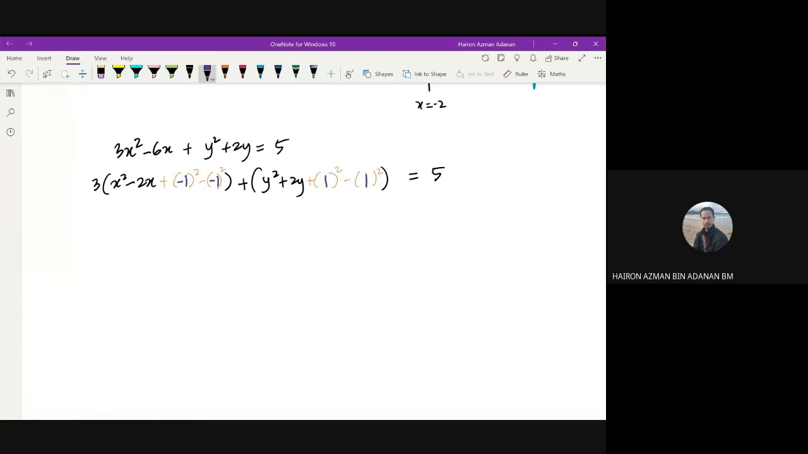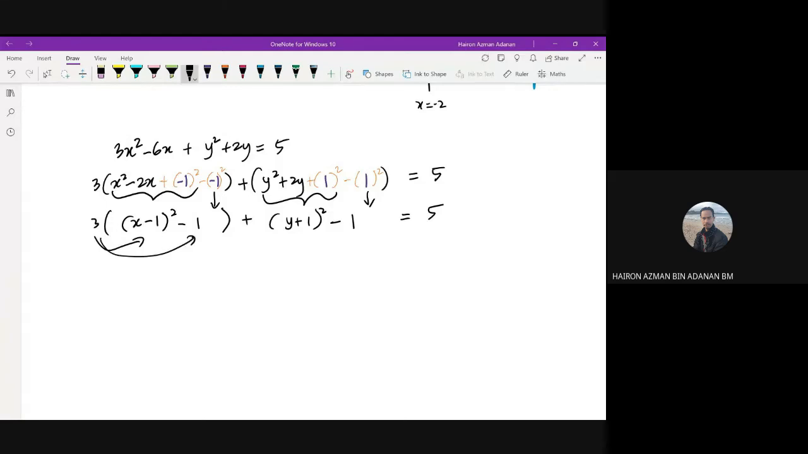Okay, now to complete the square, just take the value inside: x minus 1 squared, and this one is minus 1. Plus, this one will become y plus 1 squared. This one will become negative 1. Can you follow? Simple, right? Okay, then you multiply in. You will get 3 times (x minus 1) squared minus 3 times (y plus 1) squared minus 1 equal to 5.